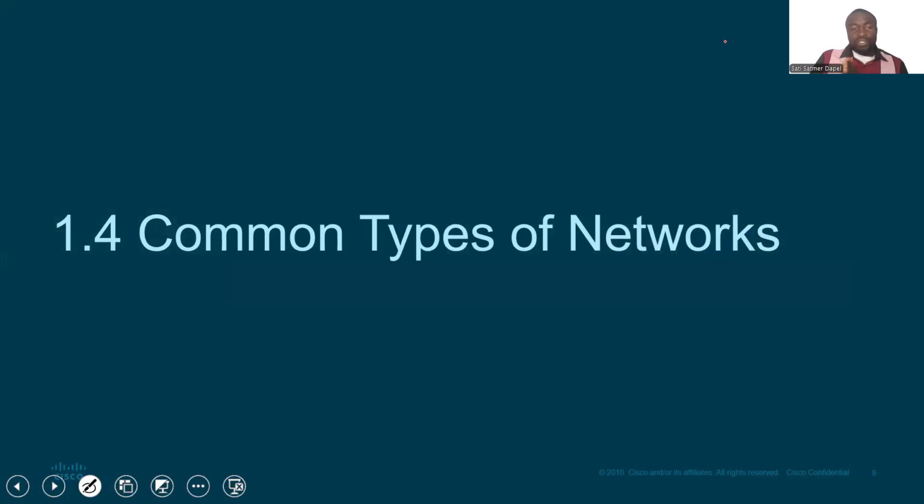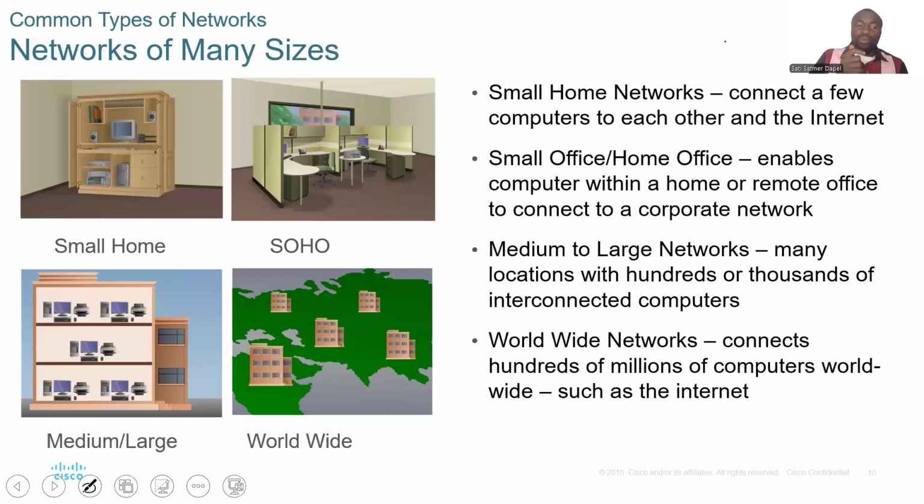Let us look at some common types of network. We have the small home network. That one connects a few computers to each other and the internet. Then you have the SOHO, which is the small office home office. It enables computers within a home or remote office to connect to a corporate network. Then you have the medium to large network. Many locations with hundreds or thousands of interconnected computers is where you have this medium to large network. Sometimes they call it LAN, sometimes MAN within a metropolis, and so on. Then you have the worldwide network, which connects hundreds of millions of computers worldwide, such as the internet.